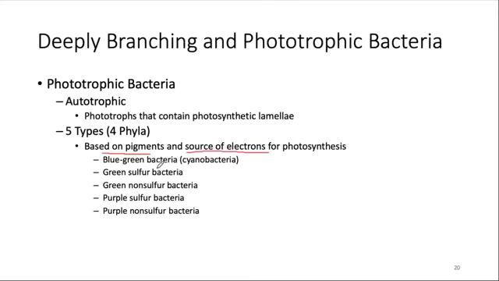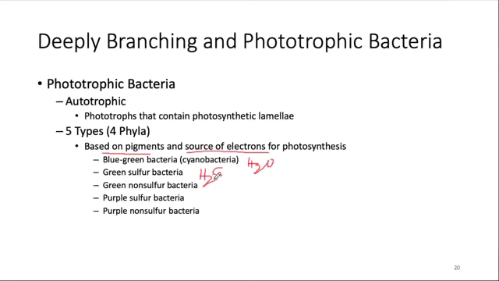So if you take blue-green bacteria, the pigment that they produce is blue-green. They are also known as cyanobacteria. What cyanobacteria use as a source of electrons is water. Okay. Green sulfur bacteria usually use hydrogen sulfide as a source of electrons.